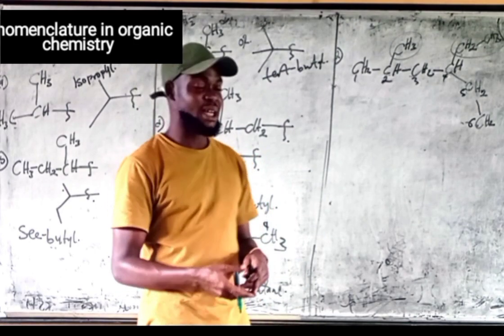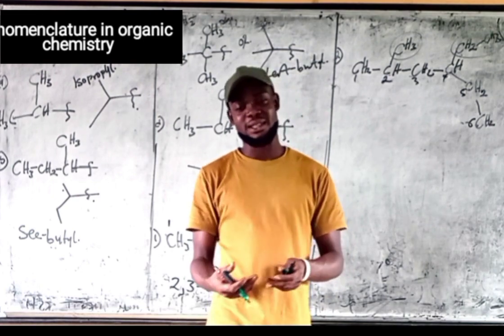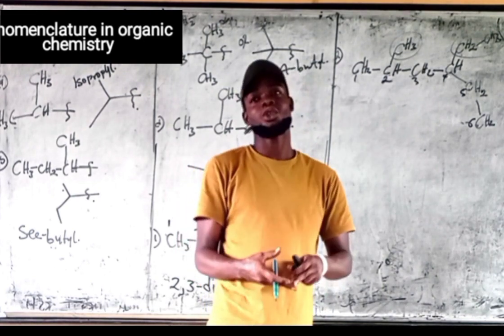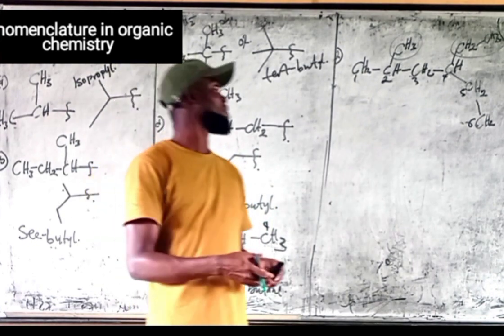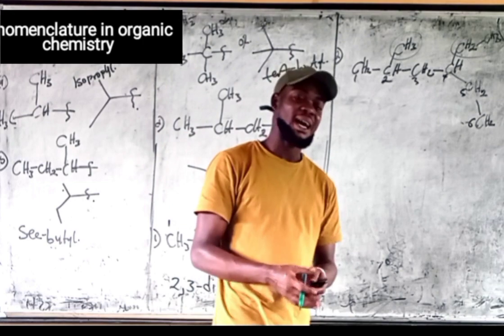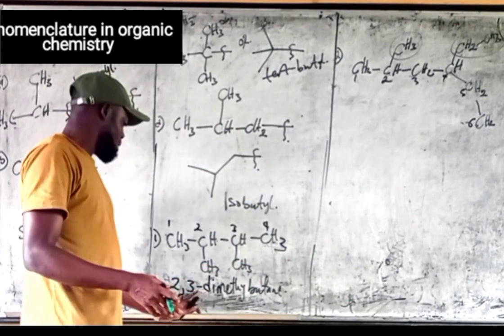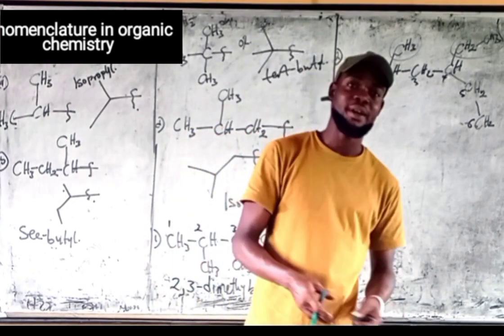If something repeats itself twice, you call it di. If you repeat it three times, call it tri. And this also denotes the location of these substituents. It's still very important. Then next, you separate two numbers with a comma, and separate numbers and letters with a hyphen or dash. Still very, very important.